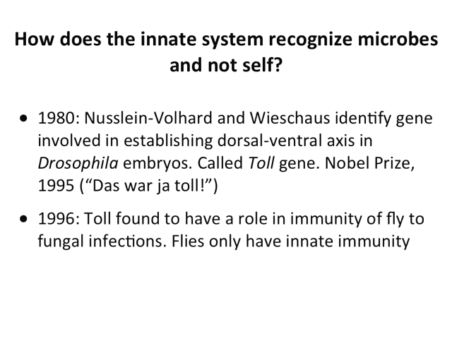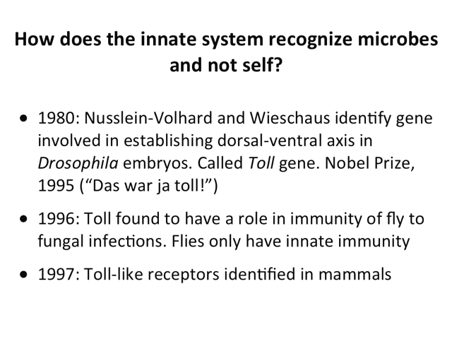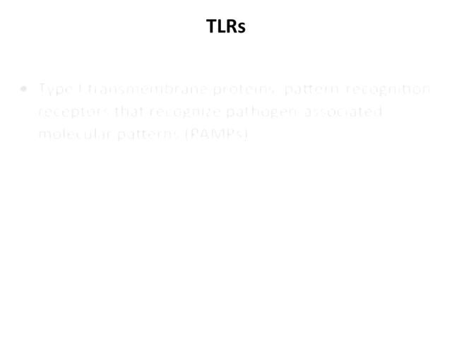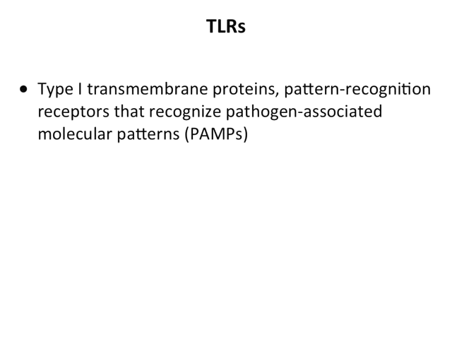In 1996, this gene, the toll gene, was then found to have a role in immunity of the fly to fungal infections. So for all this period from 1980 to 96, we knew it had a role in development of the fly, but only in 96 shown to have a role in innate immunity. Flies just have an innate immune system, so this is an important component of it. And in 1997, toll-like receptors were identified in mammals, and that's what we're going to talk about today, toll-like receptors.